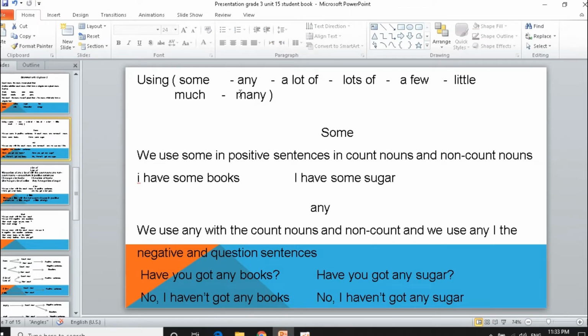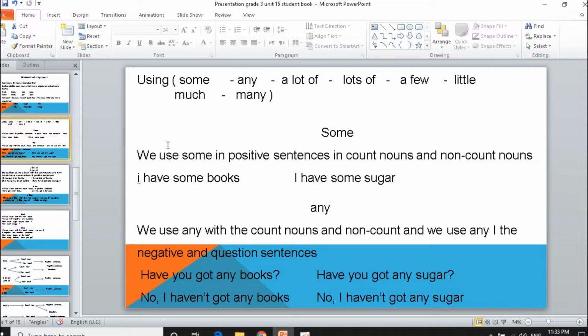Using some, any, a lot of, lots of, a few, a little, much, many. Number one, some. We use some in positive sentences with count nouns and non-count nouns. I have some books. I have some sugar.